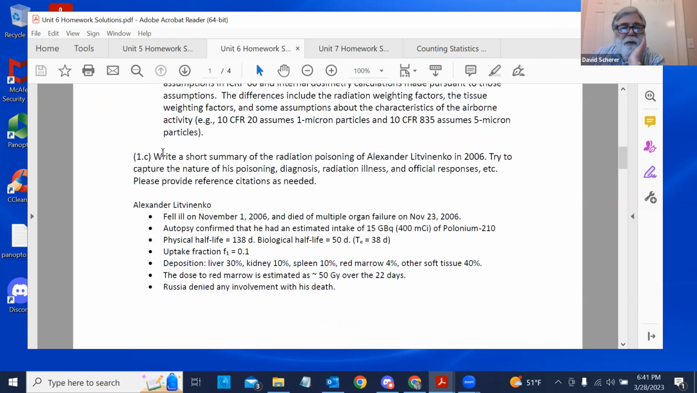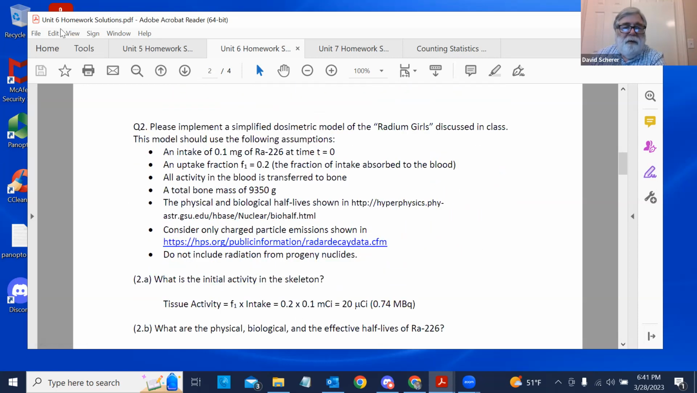Okay, I asked you to write about Alexander Litvinenko. It's a long story from many years ago now, but I think everybody was able to find the information and write it down. Let's do some calculations though.